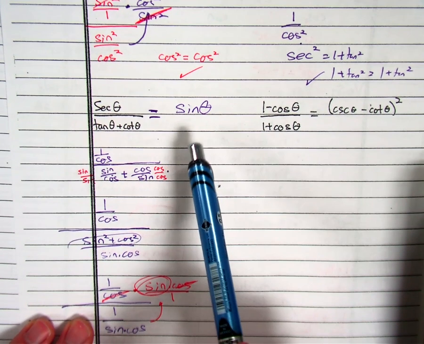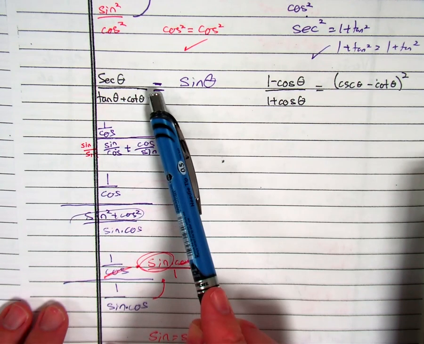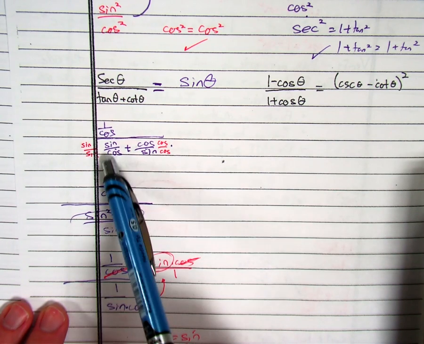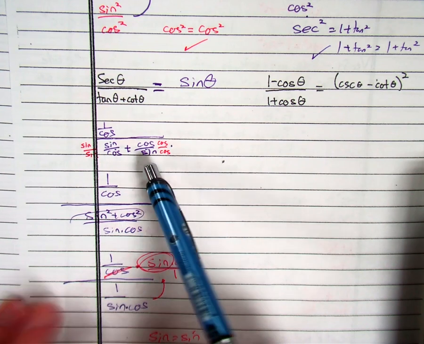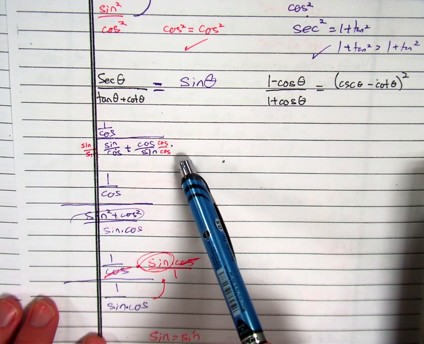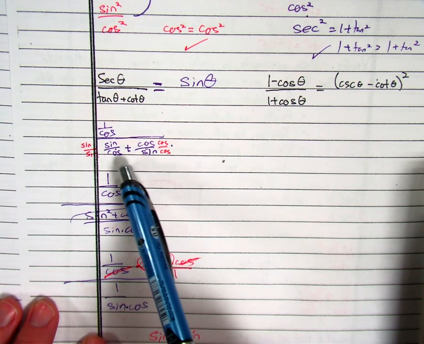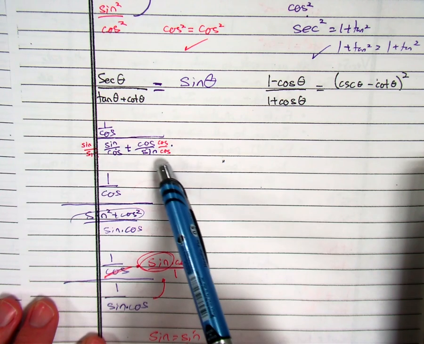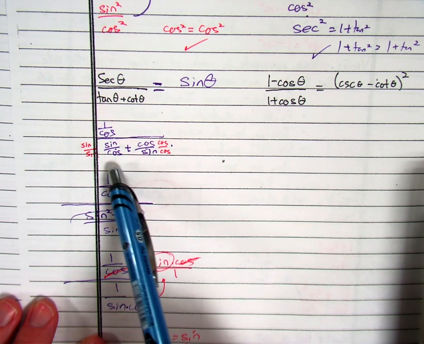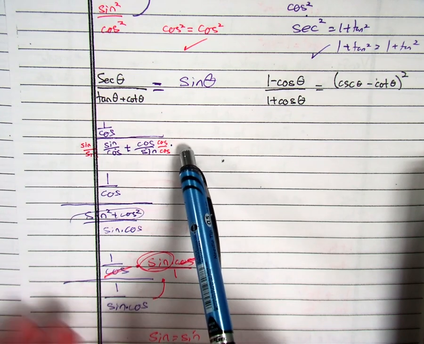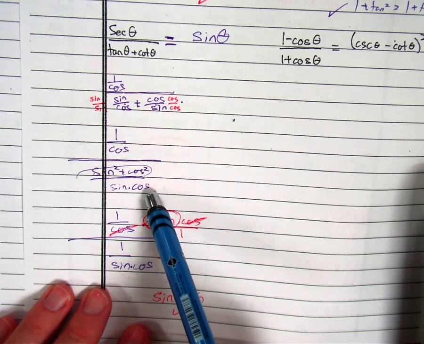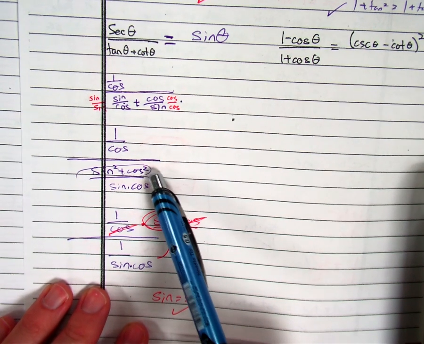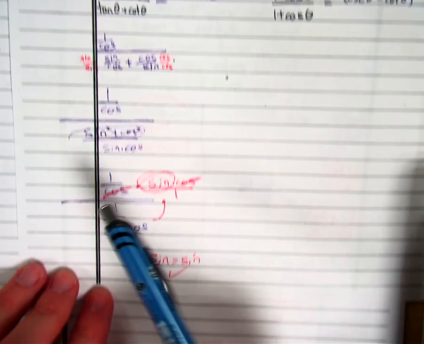So I went with the strategy of changing everything to sines and cosines over here. 1 over cosine, sine over cosine, cosine over sine. I'm seeing two fractions, and when I see two fractions, I kind of want to put them together. So I'm going to get a common denominator. They are totally different denominators right now. So I'm going to multiply this one by sine over sine, and this one by cosine over cosine. And that will give me a denominator of sine cosine. What it also did is it gave me sine squared and cosine squared. And sine squared plus cosine squared is 1.